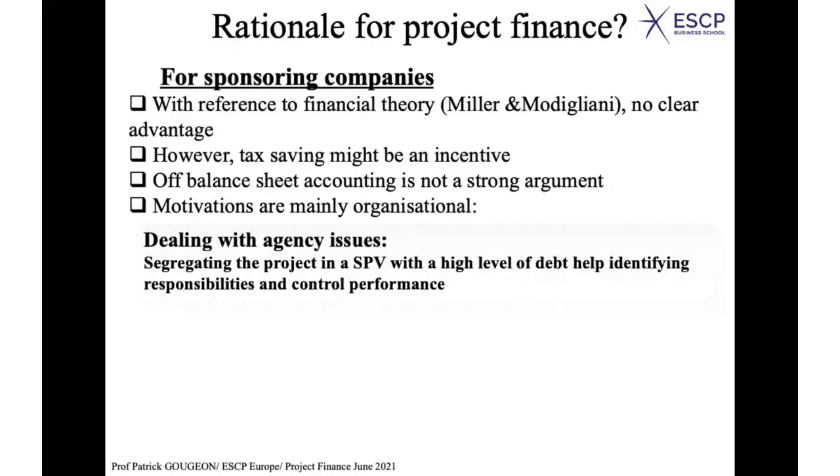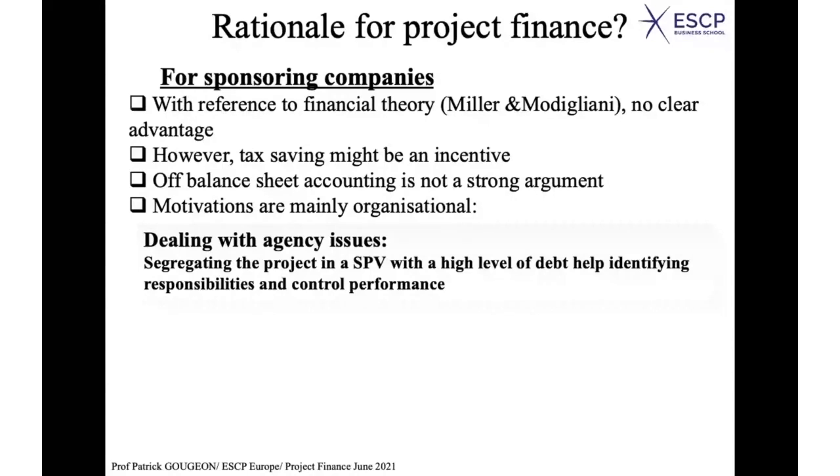So you see, it's very difficult to identify the performance, to follow the responsibilities also, and to control the performance of the project you develop. That's why segregating the project in a special purpose vehicle, in a project company, particularly when you have a high level of debt, helps identifying responsibilities and controlling performance also. Okay? So that's a way to deal with the so-called agency issue.